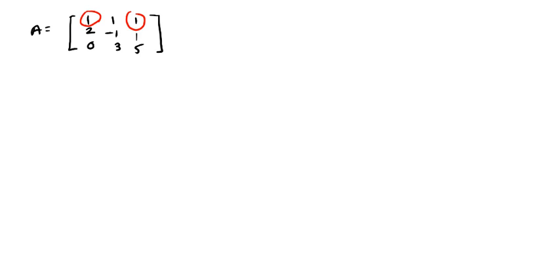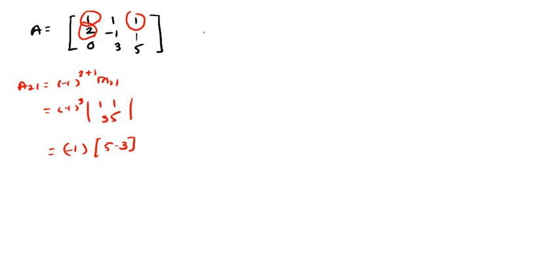Okay, now we need to find the entry A21, which will be -1 raised to 2 plus 1 into M21, which is -1 raised to 3 into the determinant of M21. M21 entry is here, so hide the row and the column where that element is present. So what remains? The matrix 1, 1, 3, 5, which is -1 raised to 3 is -1 into, this will be 5 minus 3, which is 2. So the answer will be -2.